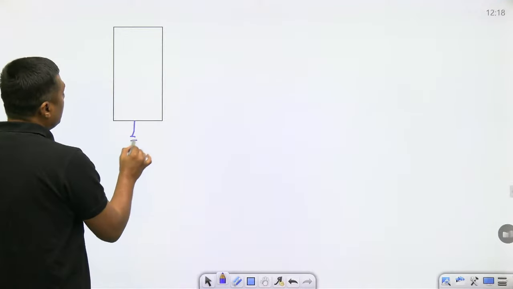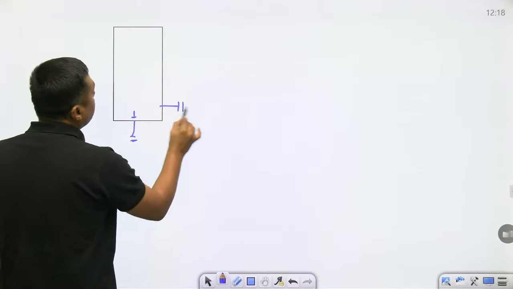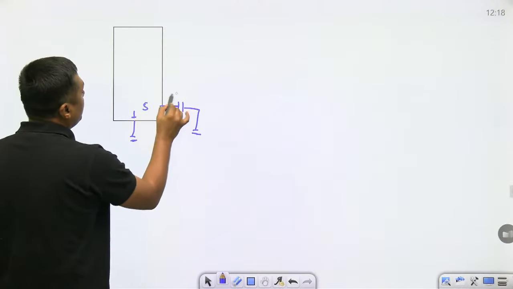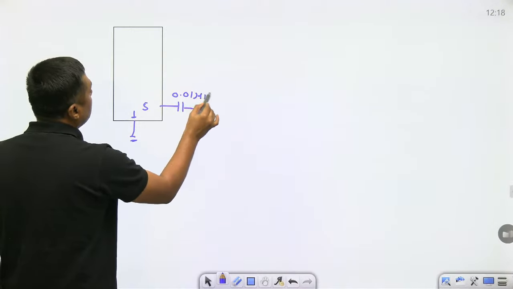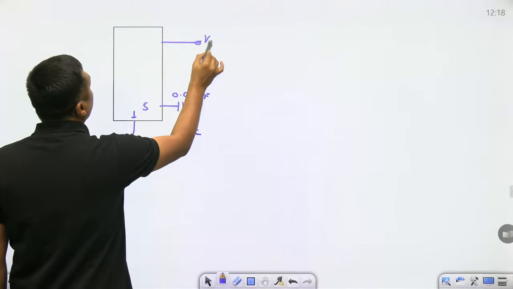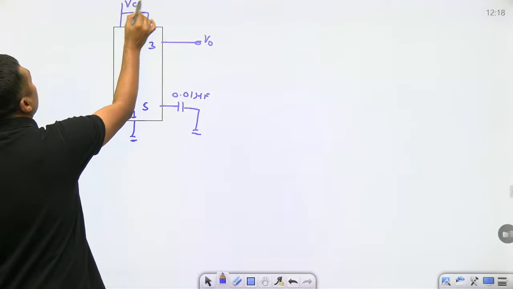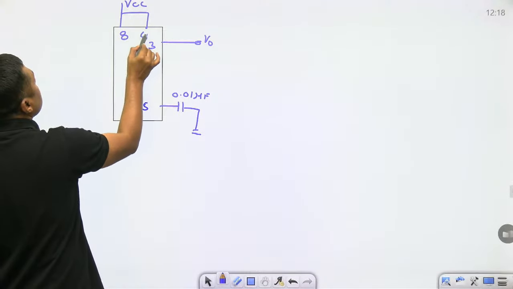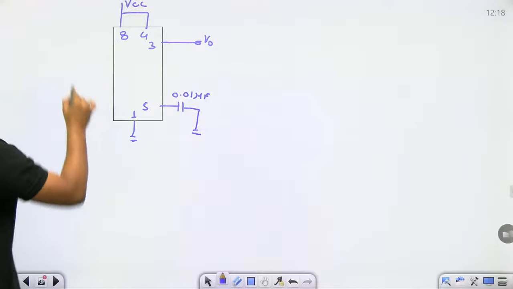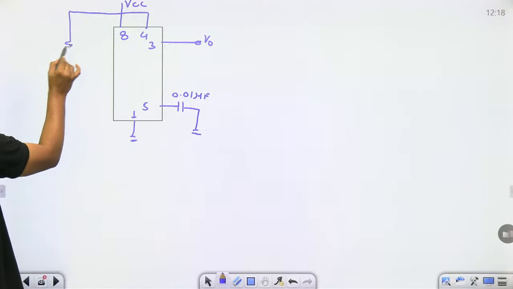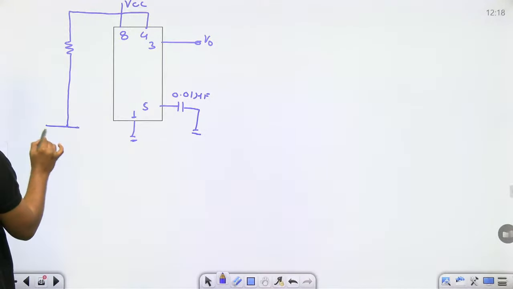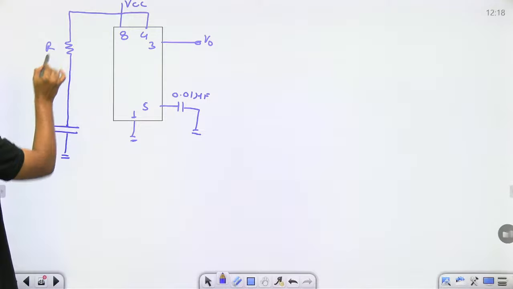This is pin number 1, ground. We are connecting a capacitor of 0.01 microfarad to pin number 5. We are getting the output from pin number 3. Normally, pin 8 is the supply voltage. Pin 4 is the reset pin, connected to that. Here R is connected, and C is connected. This is R and C only.